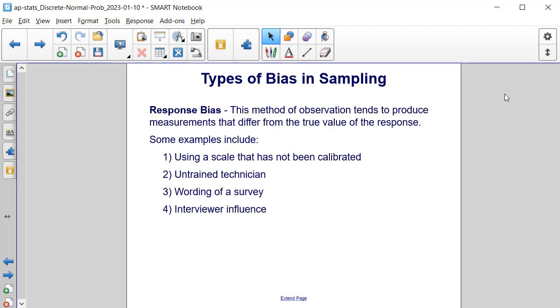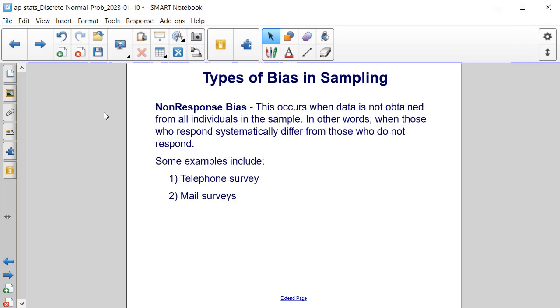Another bias that exists is response bias. This method of observation tends to produce measurements that differ from the true value of the response. Some examples include, but are not limited to, using a scale that has not been calibrated, an untrained technician working the tool being used, the wording of a survey, and interviewer influence.